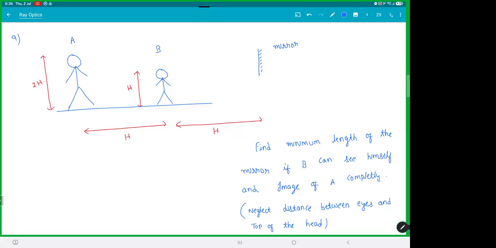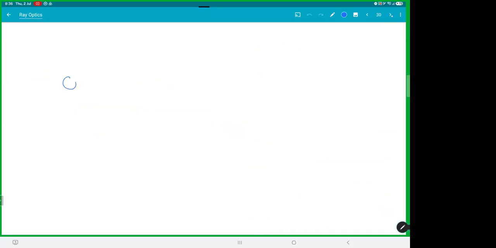So let's go one at a time. Forget about A first of all. Just ask yourself, for B to look at himself, when you say I'm looking at you, what do you mean by that? The light rays from the person should hit the mirror and reach your eyes.